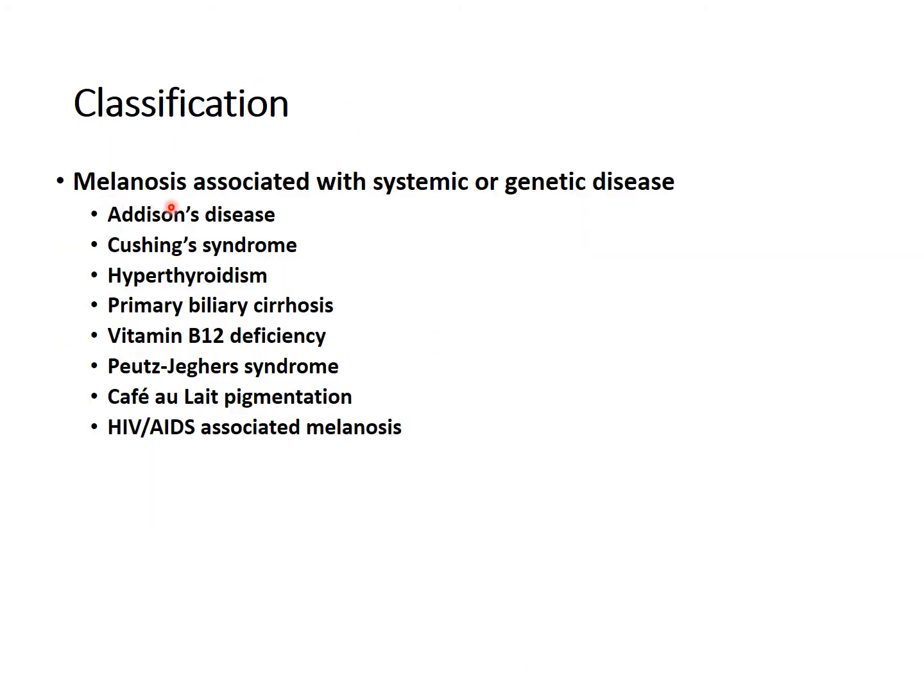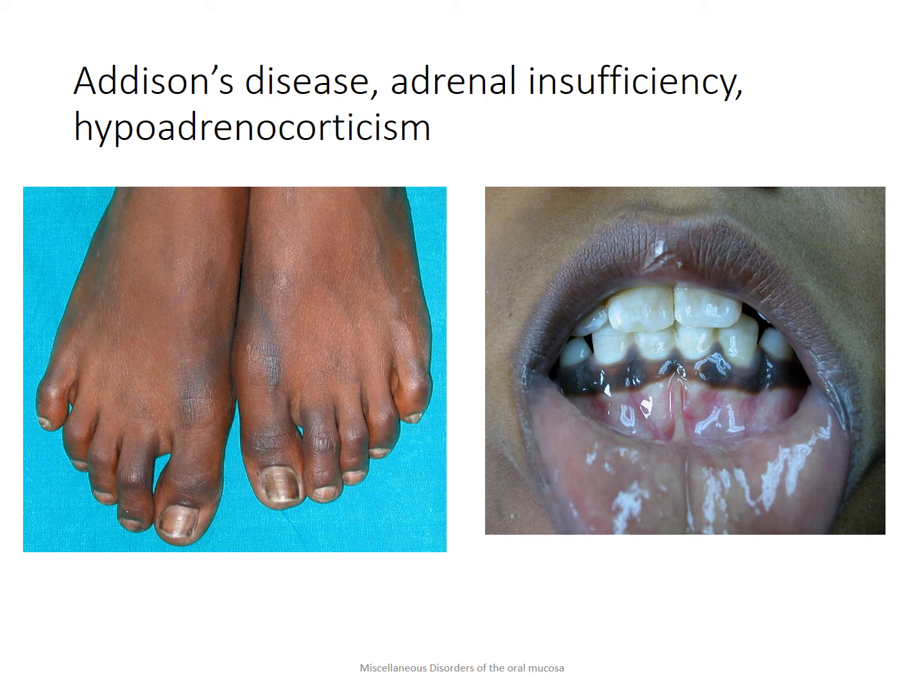Classification of melanosis associated with systemic or genetic diseases includes Addison's disease, Cushing's syndrome, hyperthyroidism, primary biliary cirrhosis, vitamin B12 deficiency, Peutz-Jeghers syndrome, cafe au lait pigmentation, and HIV or AIDS associated. So it's not limited to these diseases, but these are some of the most prominent ones where there is melanosis associated with a systemic or a genetic disease. This is an example of a girl with Addison's disease where there is adrenal insufficiency and hypoadrenocorticism. You're seeing that there is pigmentation on the feet as well as heavy pigmentation of the gingiva and the lips as well.